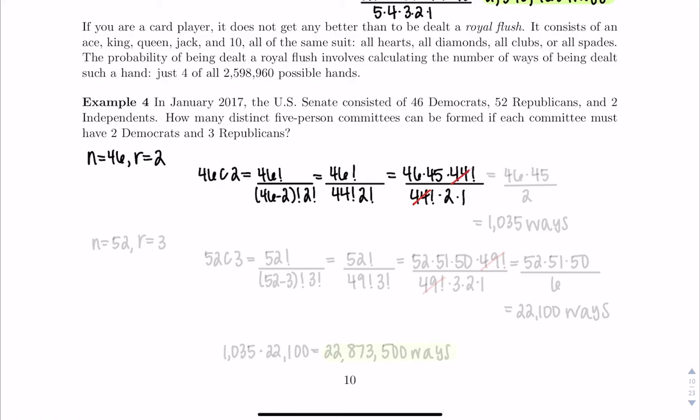And so the 44 factorial cancels. And we have 46 times 45 all over 2 times 1, which is just 2. And so we end up with 1,035 different ways we can pick Democrats.